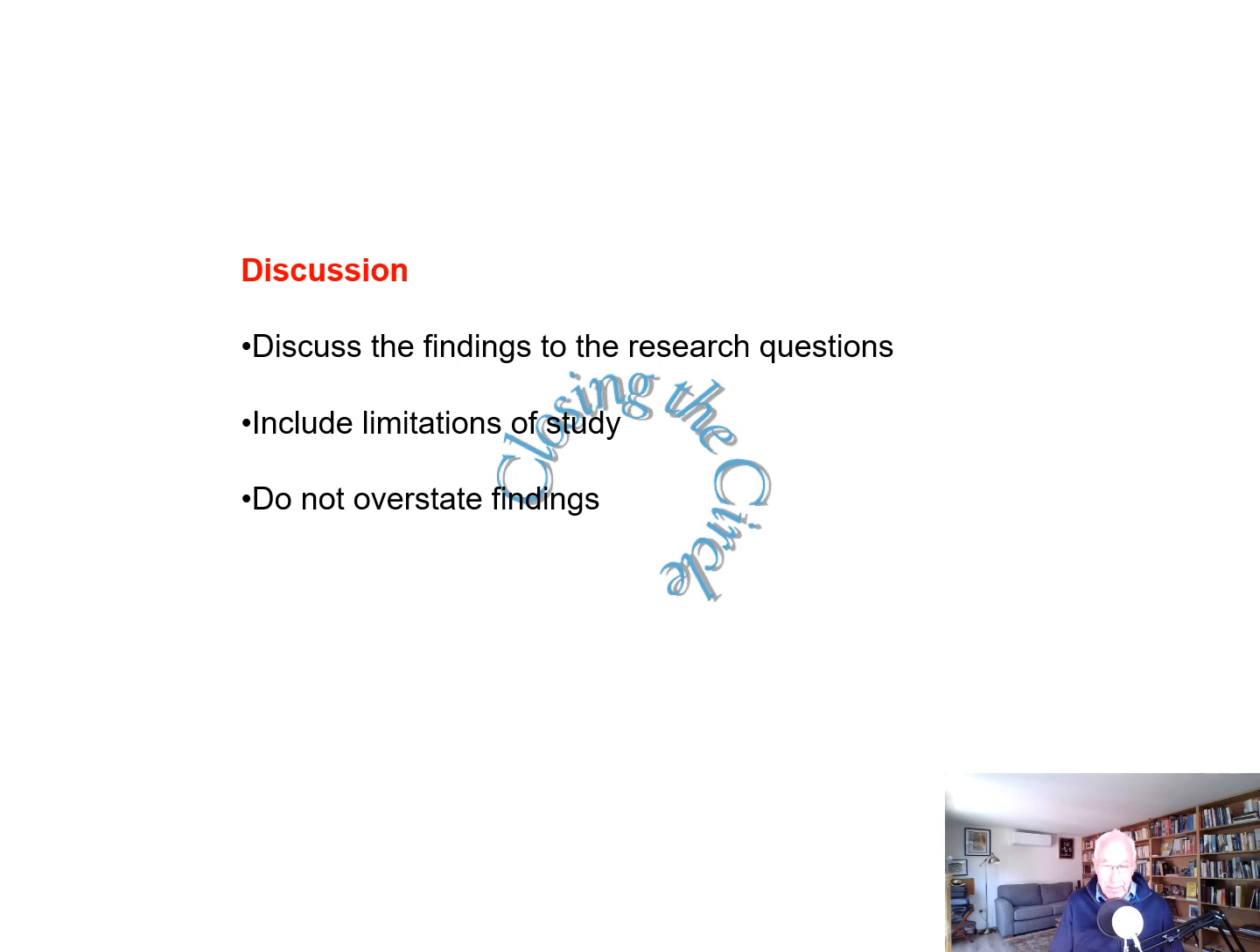So an academic paper is not a piece of journalism as such. It's an accurate record of what you've done. It should be unemotional and, again, not exaggerated. So don't overstate your findings.